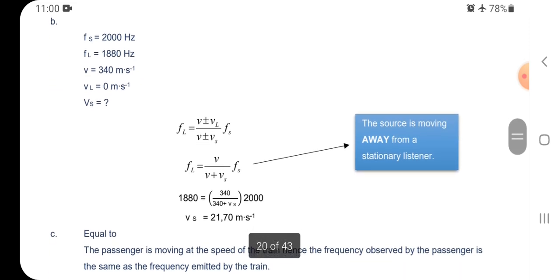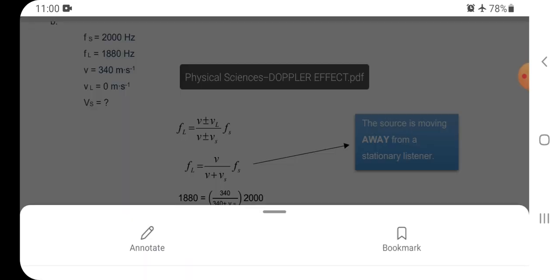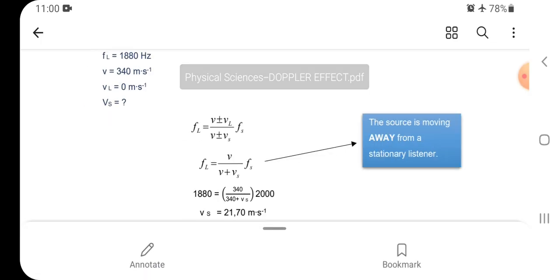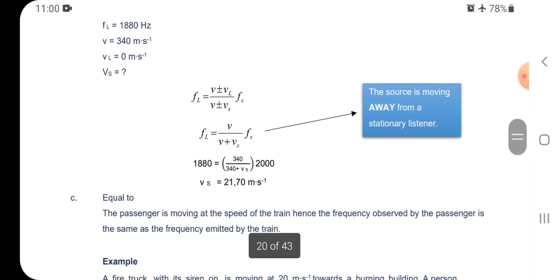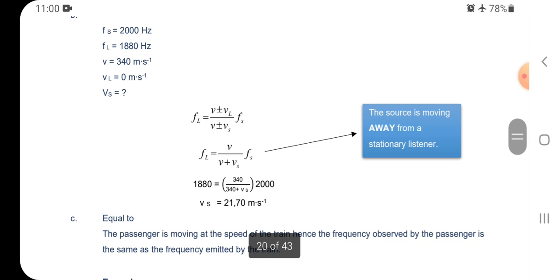Try to do it the way that I have done to see if you understand. And then we have C. That is the answer to number C.